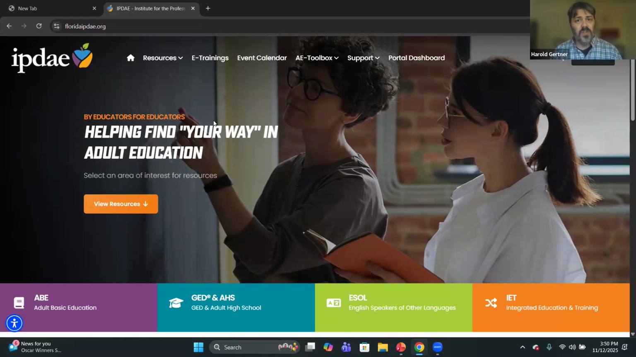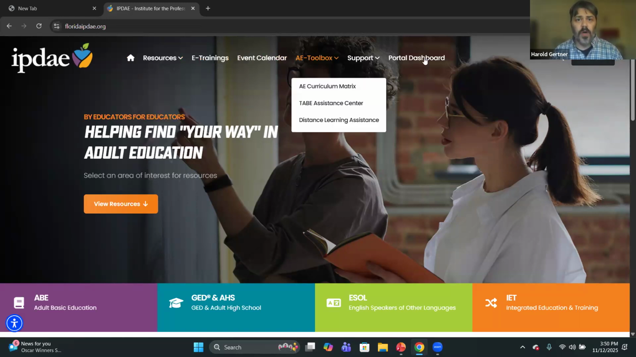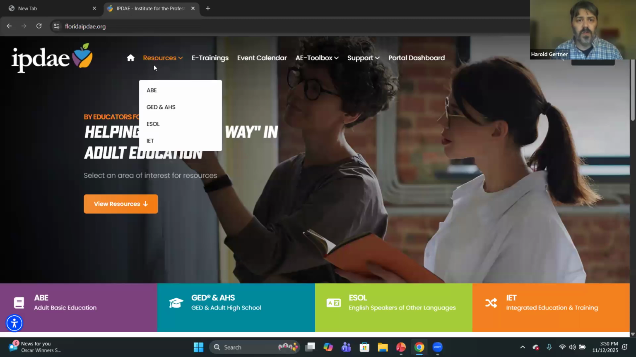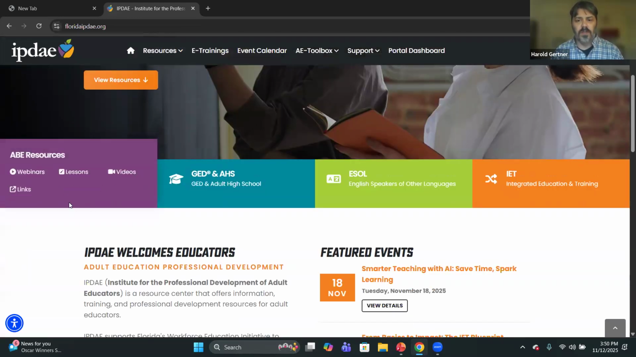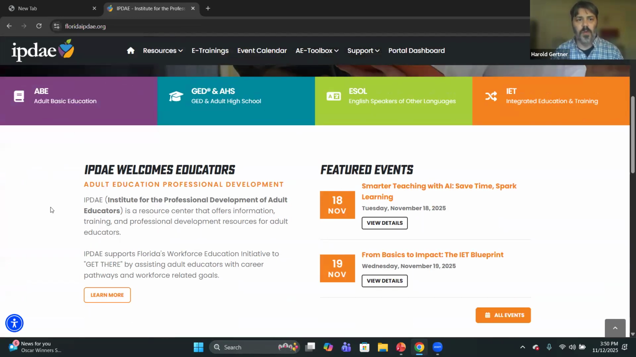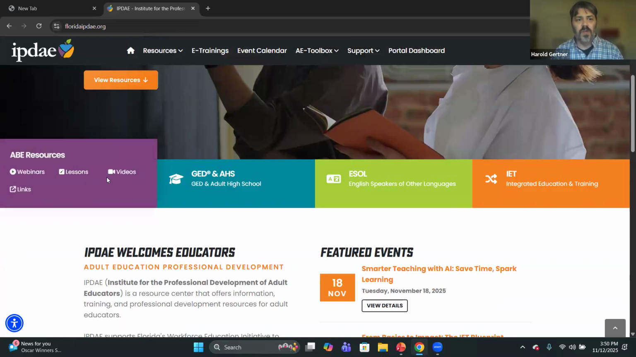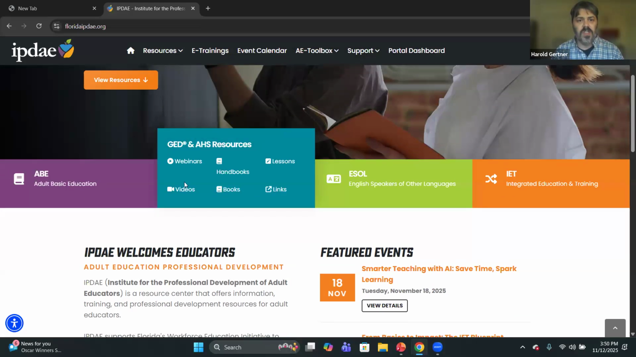There are a couple of different places you can find the materials. Along the top toolbar, under resources, you can always go into the section related to the subject area you're looking at. Or that same material is housed down at the bottom of that first opening section, below the picture, under each header. So ABE resources: webinars, lessons, videos, links. GED: webinars, handbooks, lessons, videos, links.